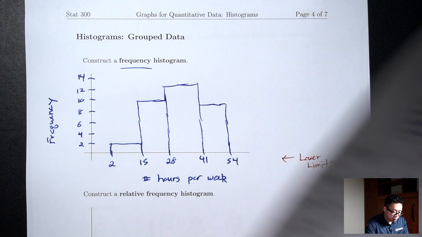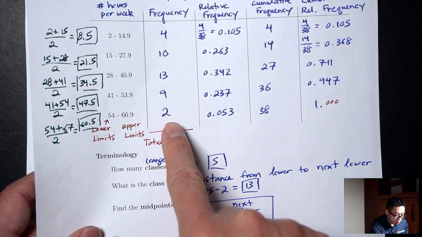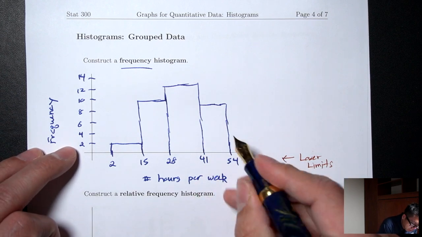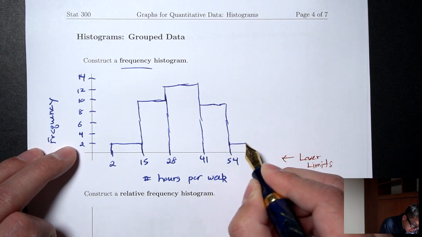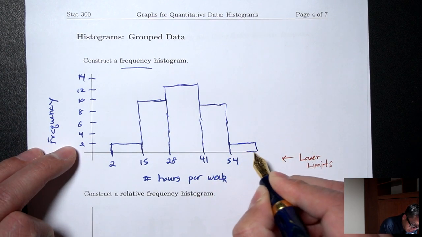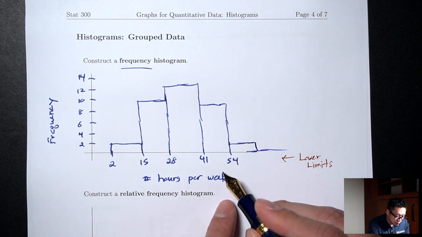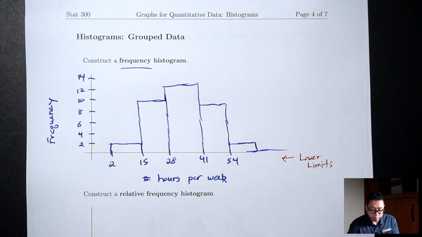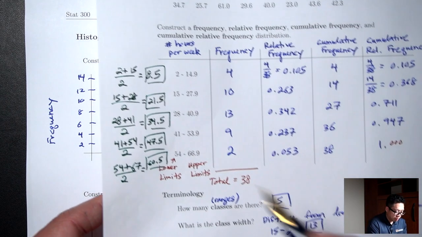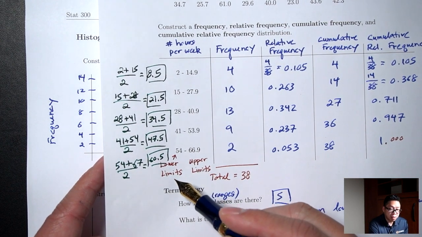And then we still have one more. I still have this 2. So this 2 represents 54 to something. So height 2. And you should put the number that goes right here. So 54 to what? What would be the next lower limit?